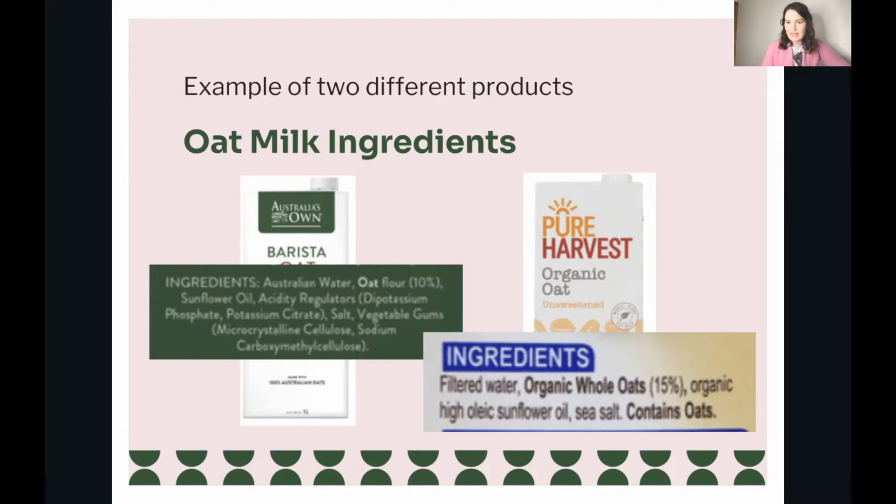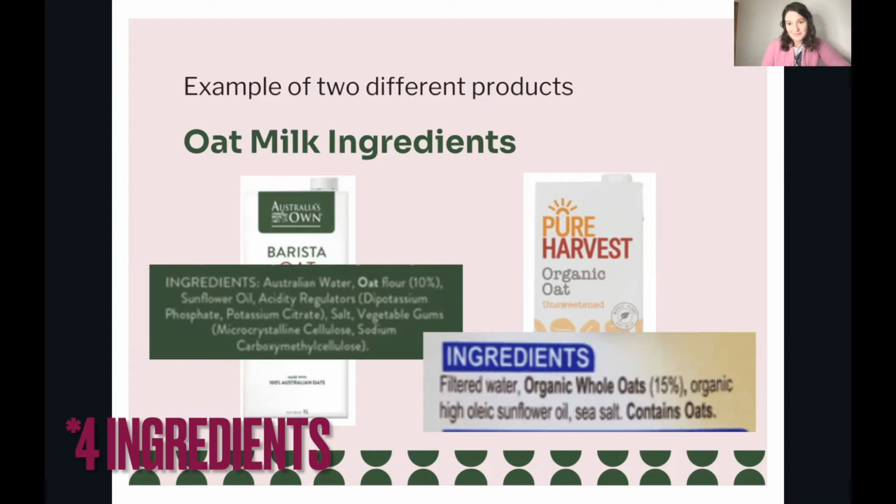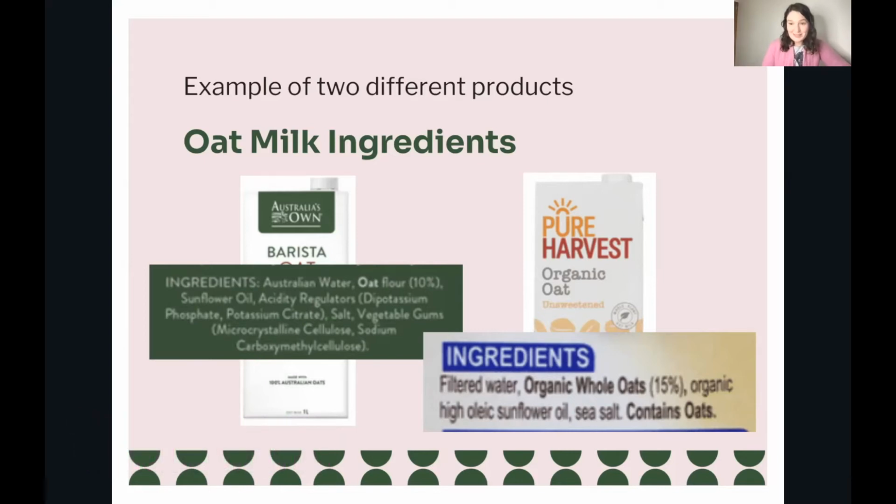Then we have our Pure Harvest. We've got 1, 2, 3 ingredients. So that's a big difference, right? It's a huge difference. So out of the two, we go, okay, well, this has got less in it. Yes, of course, we're going to look at what the ingredients are, but we can kind of go with, that might be the better option here. There's less gums, there's less additives.